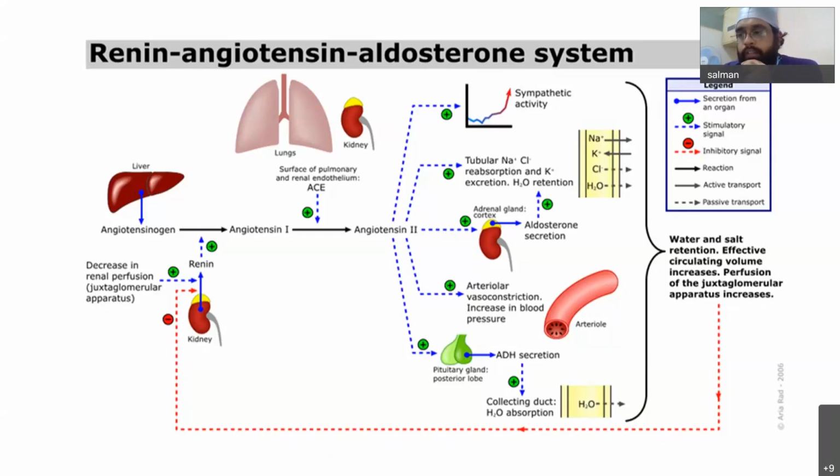And because of all these changes, chronic structural changes occur in the blood vessels, like wall thickening and stiffening. These are due to long-standing hypertension and the mitogenic effects of angiotensin 2. So this is the basic physiology of renovascular disease.